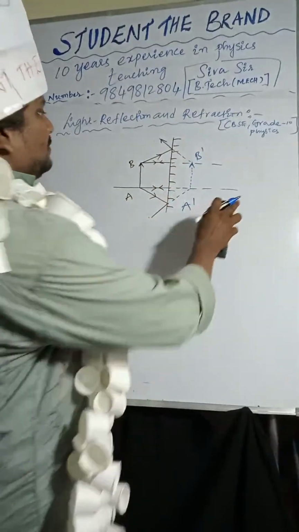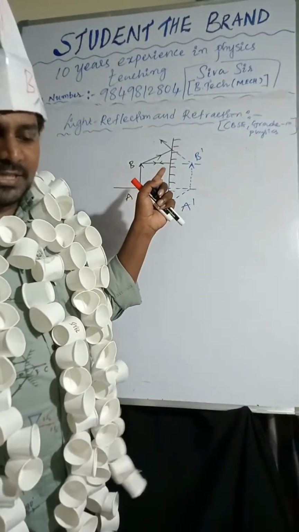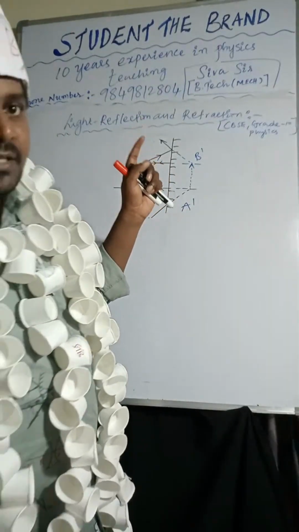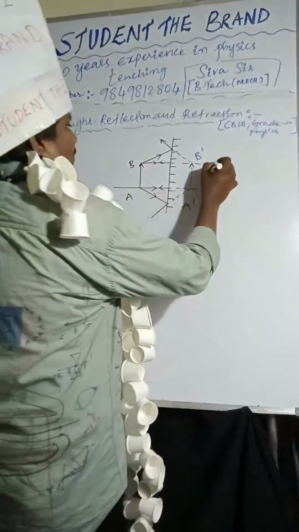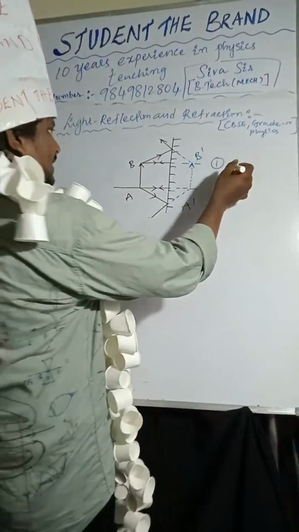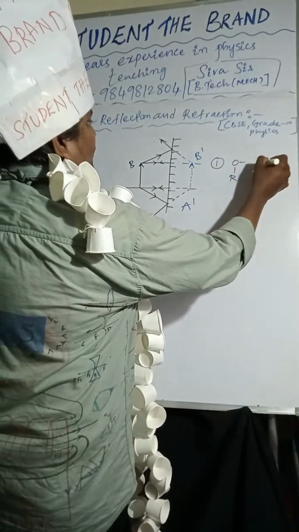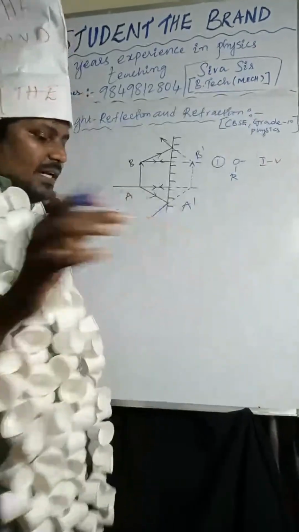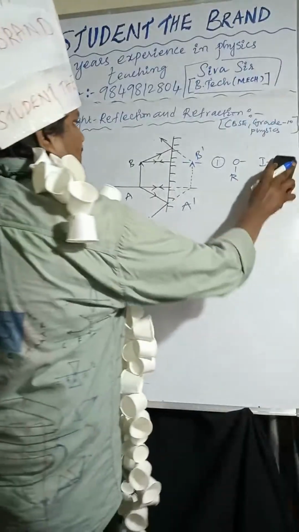So AB is the object, and A dash B dash is the image. Okay, so now the first point, as I already said before: object is real, image is virtual.